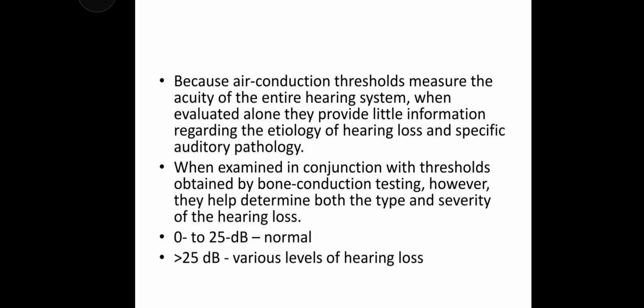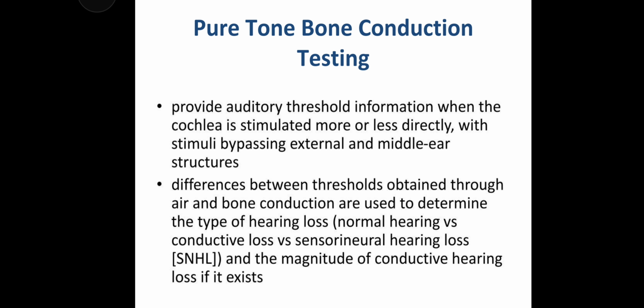Because air conduction thresholds measure the acuity of the entire hearing system, when evaluated alone they provide little information regarding etiology of hearing loss and specific auditory pathology. When examined in conjunction with thresholds obtained by bone conduction testing, however, they help determine both the type and severity of hearing loss. Normal is 0 to 25 decibels, more than 25 decibels indicates various levels of hearing loss.